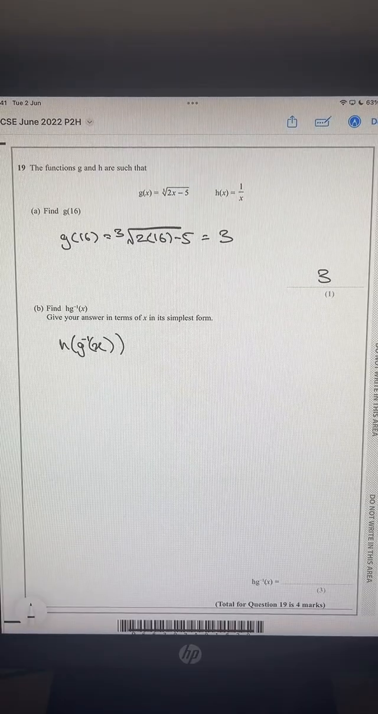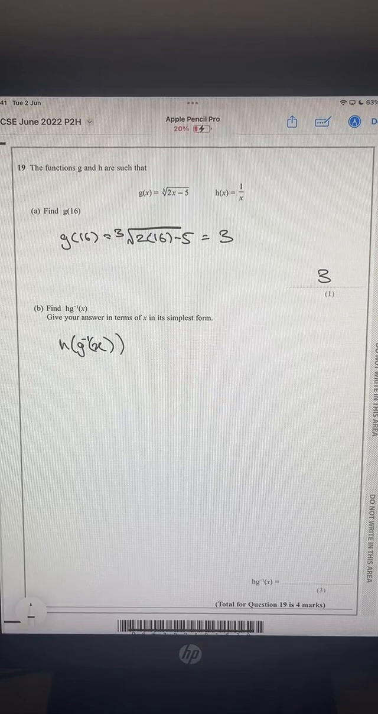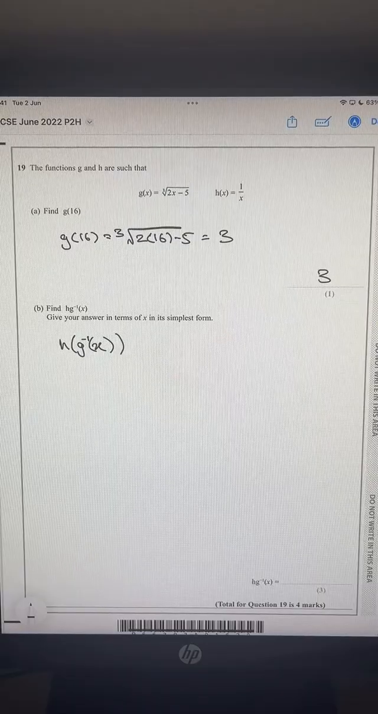Sadly, A level will start at around 7 o'clock. I've got like 3 questions left of this. So it'll start soon. 6, 7. I do not see a 6, 7 anywhere, so I don't know why I'm saying that.